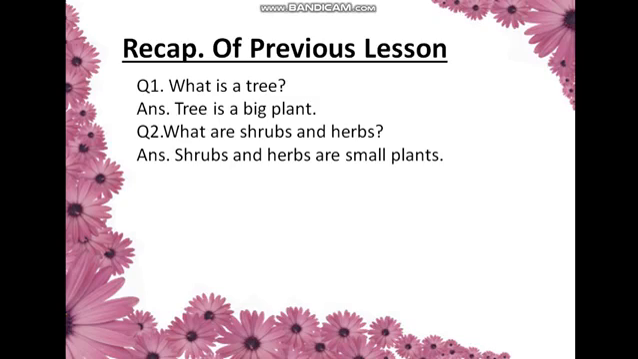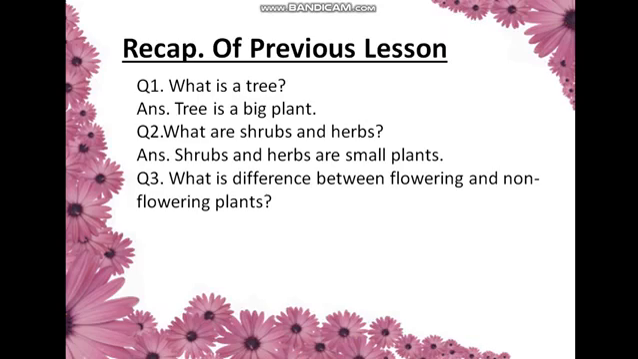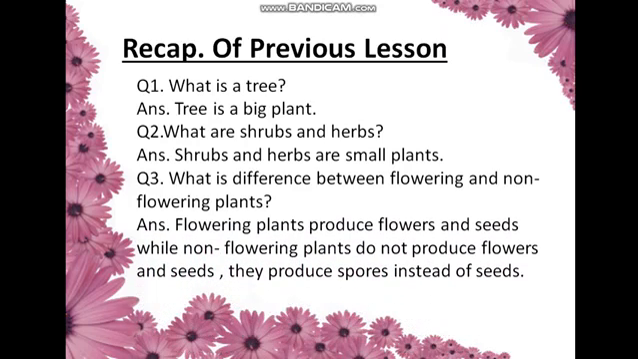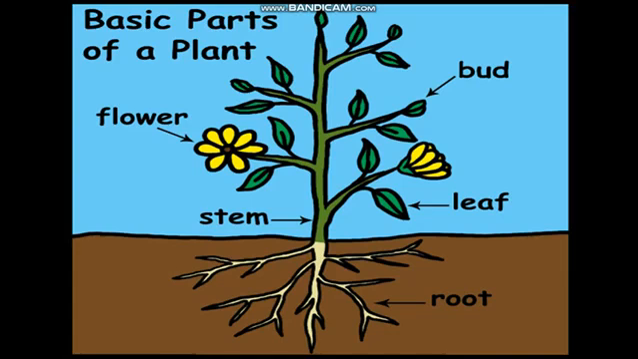So, get ready for the next question. What is the difference between flowering and non-flowering plants? Okay, quickly recall your lesson and tell me the answer. Flowering plants produce flowers and seeds, while non-flowering plants do not produce flowers and seeds. They produce spores instead of seeds. Very good students. Now we can move to the next topic.